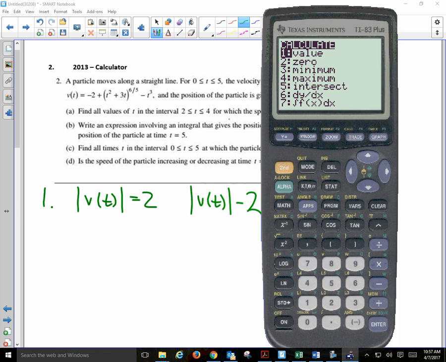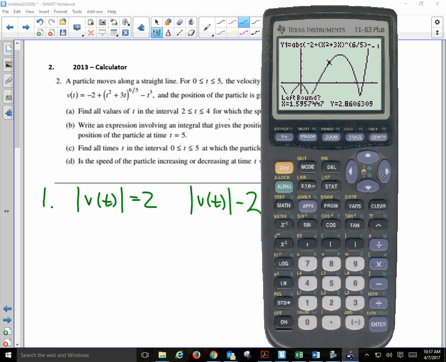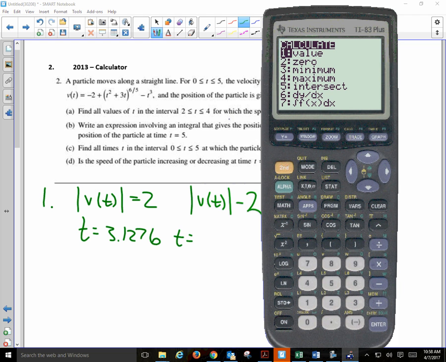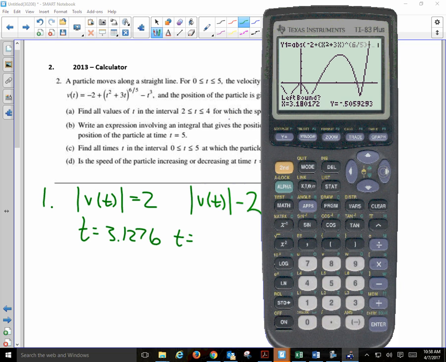So I'm going to do second calculate. I'm going to do number 2 for 0, and I'm going to go over to that spot. And I'll do it again. Second calculate 0, and 3.4734.